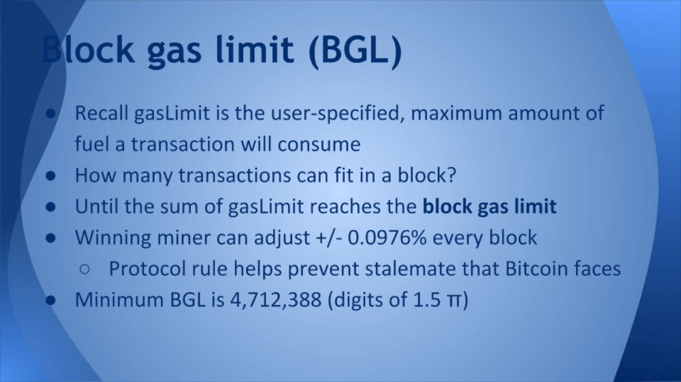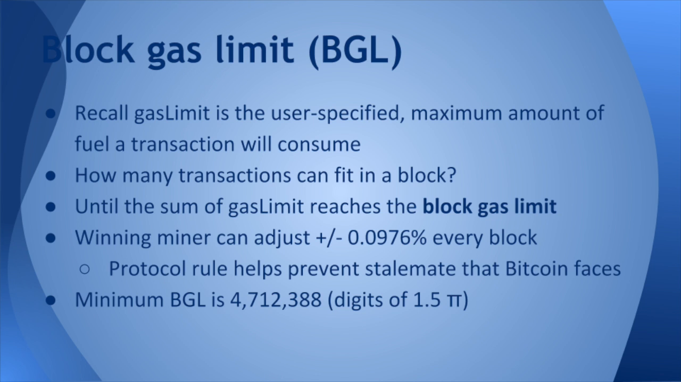So now, if you remember, the gas limit is the user-specified maximum amount of fuel a transaction will consume. So how many transactions can fit in a block? That is, until the sum of these gas limits reaches the block gas limit. The winning miner can adjust this block gas limit by 0.0976%. That number is 1 divided by 1024. So every block, the winning miner can bump up this block gas limit or bring it down.